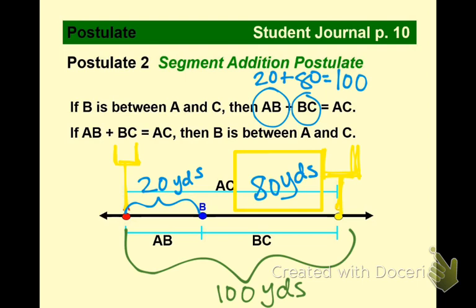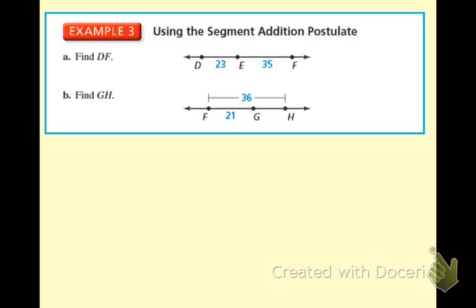Does that make sense? Okay. We're going to do a couple problems. Find DF. This is on your paper. Why doesn't it have the line above it? Because it's a length. It's asking for the length of DF, from the letter D to the letter F. What am I going to do to figure that out? I'm going to add them. So if this piece is 23 and this piece is 35, I add them to get the full length, which is 58.